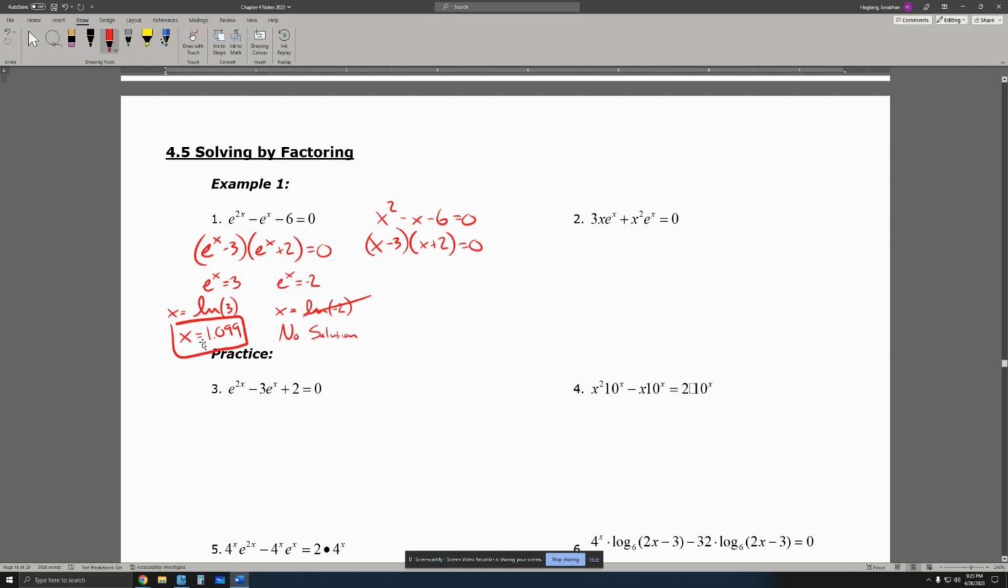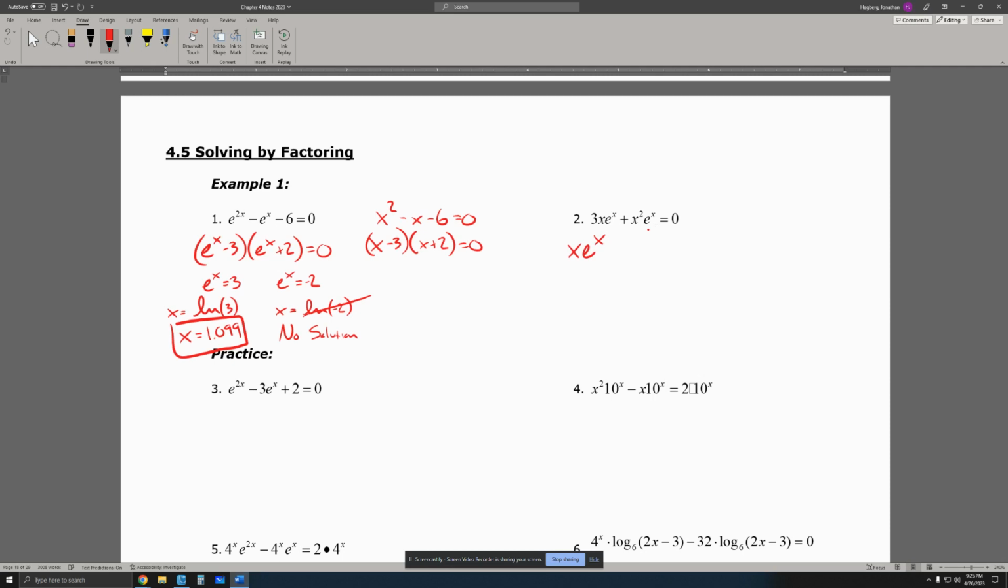All right. Number 2, here we have 3x times e to the x plus x squared times e to the x. The first thing that we should always check for, especially when factoring, is a GCF. Does this expression on the left-hand side have a GCF? Yes, this does. They both have e to the x terms. In fact, they both have x e to the x terms. So let's go ahead and factor that out.